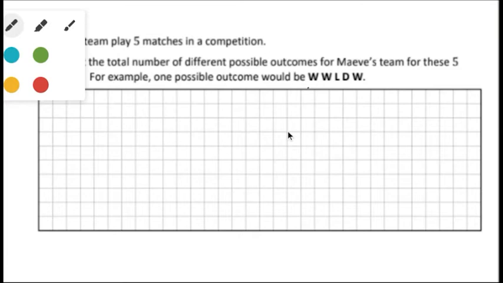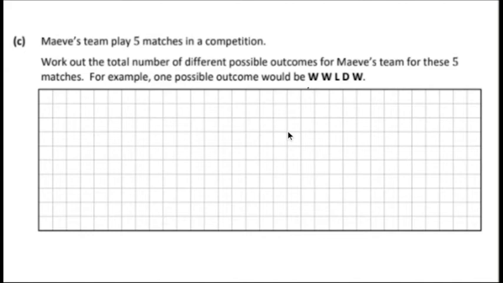So for instance, if we have the first option, which is win, lose or draw, well, we can say that there are 3 possible outcomes there. When we go to the second one, again, we can say there's 3 possible outcomes. And keep going for the third one, for the fourth, for the fifth. So let's multiply them all out. So it will be 3 to the power of 5. So it will be 243 different permutations.